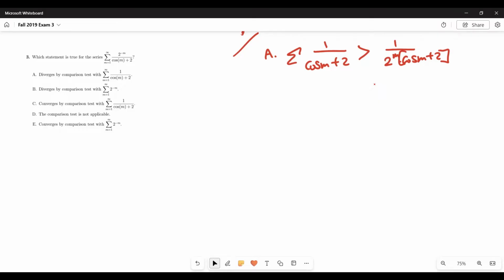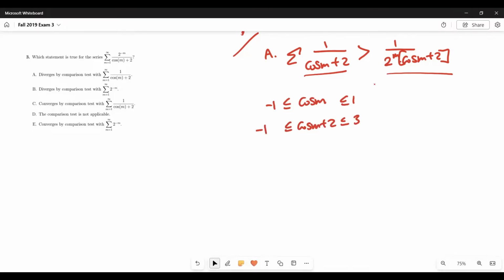So we have that, and if you remember your comparison test, it's this one and that one, and cosine m is bounded by negative 1 to 1. So cosine m plus 2 would be between 3 and 1.